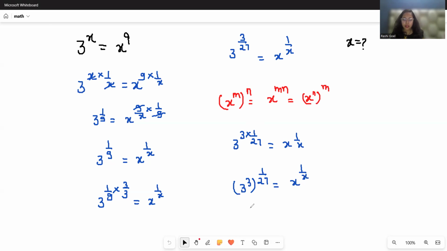3 cube is 3 times 3 times 3, that is 27. Power 1 by 27 is equals to x power 1 by x. Now on comparing both sides, x is equals to 27.